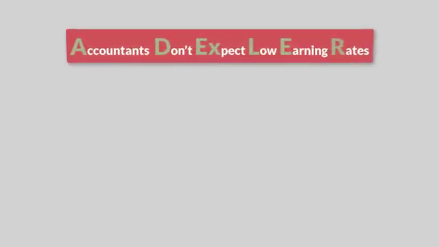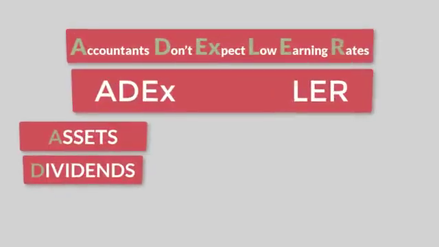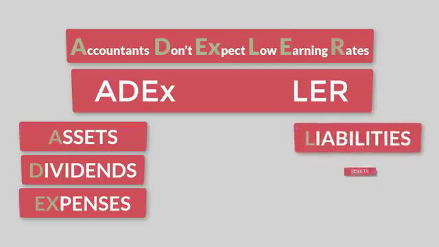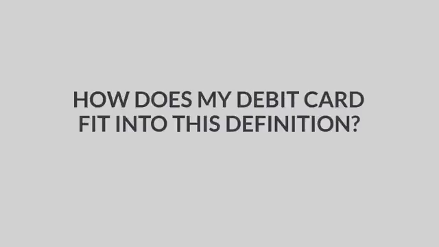All you have to remember is accountants don't expect low earning rates. ADEx LER. Assets, dividends, expenses, liabilities, equity, and revenue. This will help you determine debit and credit accounts. Just practice it and it's eventually going to become second nature to you. In the end, you're not even going to have to think about it anymore. Wait a minute. How does my debit card fit into this definition?